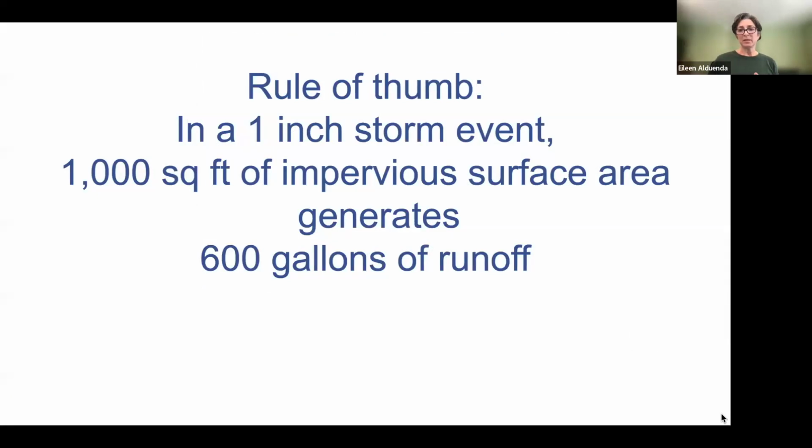So keeping in mind, it's always helpful to keep in mind how much water is generated on an impervious surface. In 1 inch rain events, and we know that our rain events are increasing in volume, so a 1 inch rain event is not uncommon, on 1,000 square feet of impervious surface, be it a rooftop, a parking lot, a walkway, an asphalt playground, it's going to generate 600 gallons of runoff. What do you do with all that water?